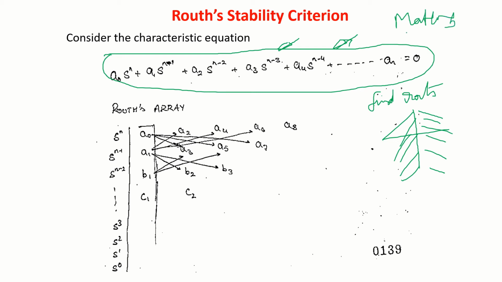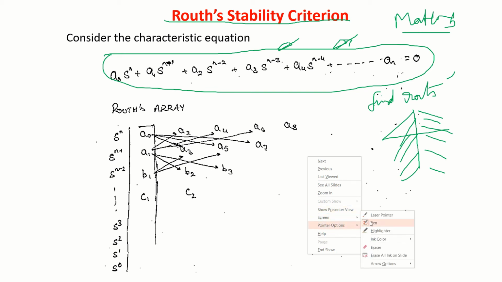But what is the quickest, easiest way of doing this? There is Routh's stability criterion available to check quickly whether such a system is stable or unstable. It will only tell whether the roots are on the left hand side or on the right hand side. It will also tell how many roots are on the left hand side or right hand side. But it will never tell you the values of those roots. Okay.